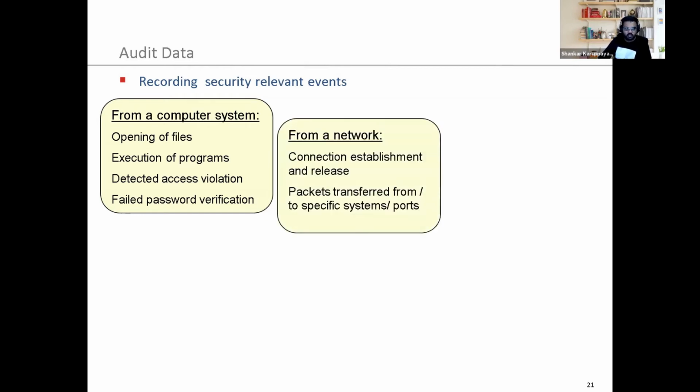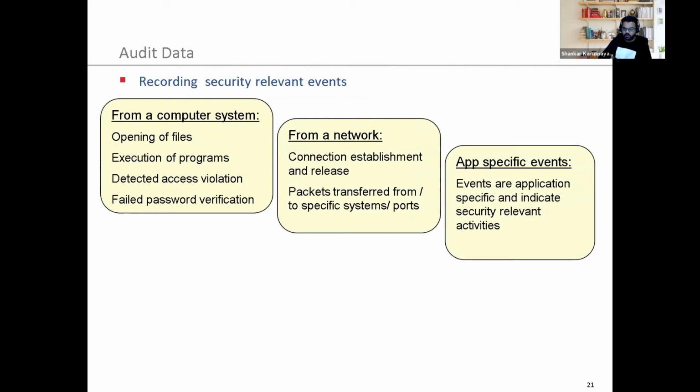From a network's perspective, we are more concerned about the connection establishment and the release, what kind of handshake, did the handshake fail, and stuff like that, as well as packet transfer for a specific system or ports. So basically everything from the network perspective is of interest. And of course, app-specific events. These are events that are application-specific and indicate security relevant activities.